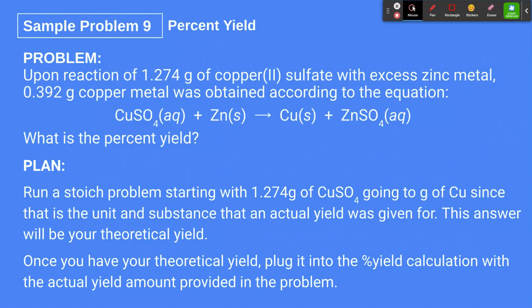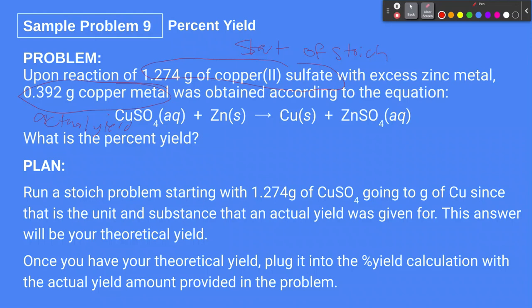So upon reaction of 1.274 grams of copper 2 sulfate with excess zinc metal, 0.392 grams of copper metal was obtained according to the equation. So I'm going to break this down for you. 1.274 grams of copper 2 sulfate, this is our starting of stoich. So that's where we're going to start. And in this case, we are given this 0.392 grams of copper metal. This is our actual yield that we're going to use in the problem.